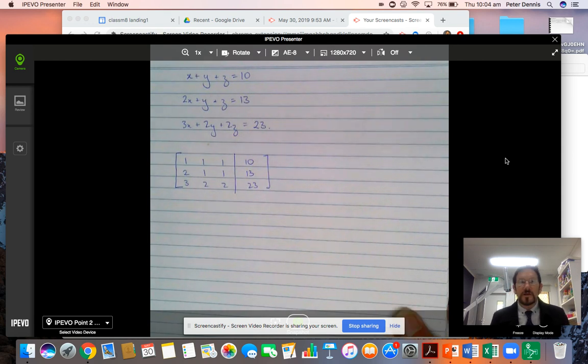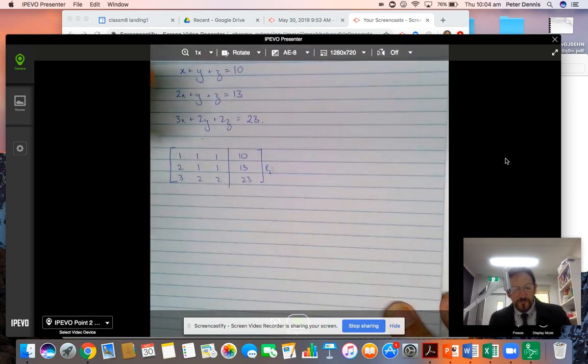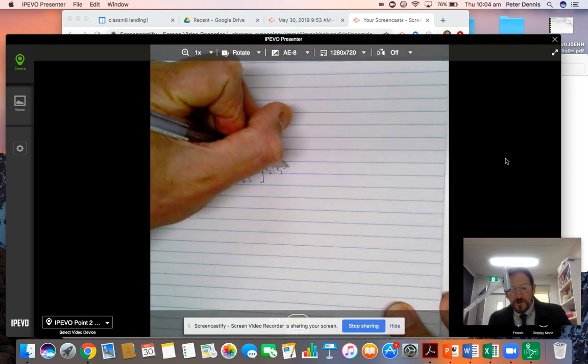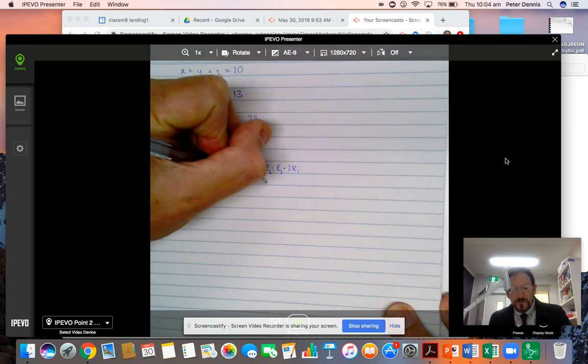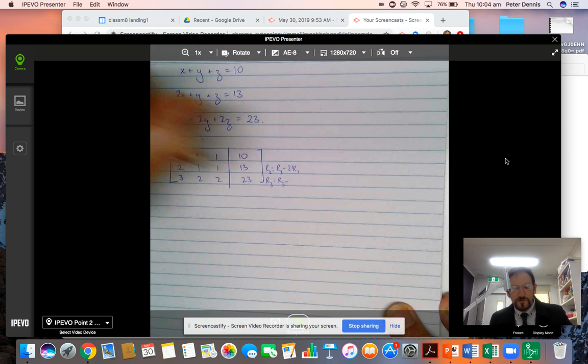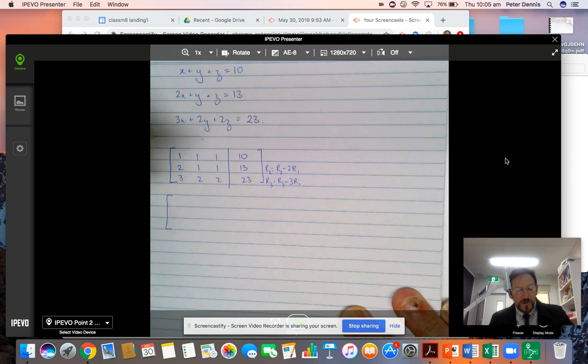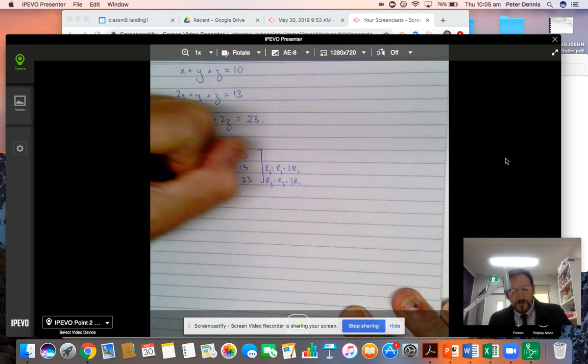Now, again, let's use that same notation. We're going to let R2 become R2 minus 2 lots of R1, and R3 is going to become R3 minus 3 lots of R1. How do we get that? 2 minus 2 lots of this is going to give us a 0. 3 minus 3 lots of this is going to give us a 0. I've tried to keep the numbers fairly simple. Again, we have not touched the top row, so we can just leave that.